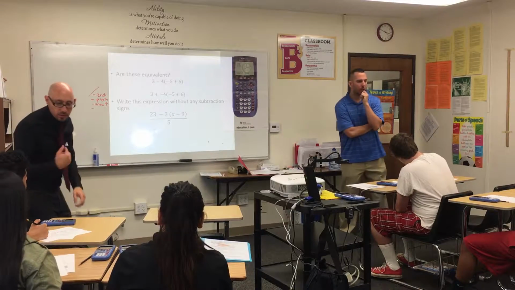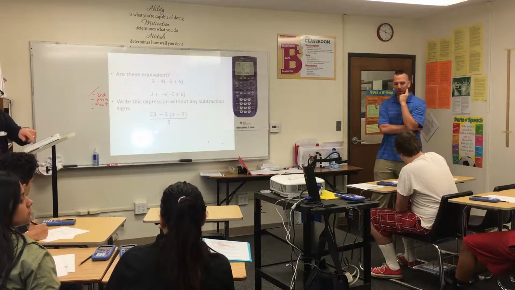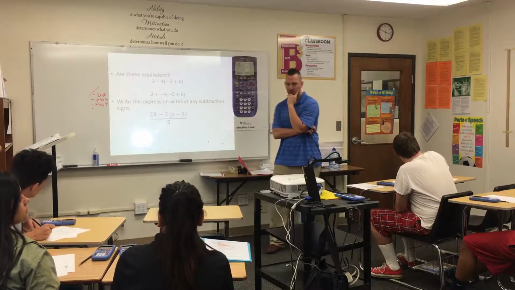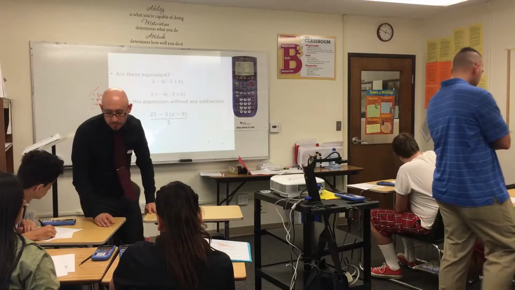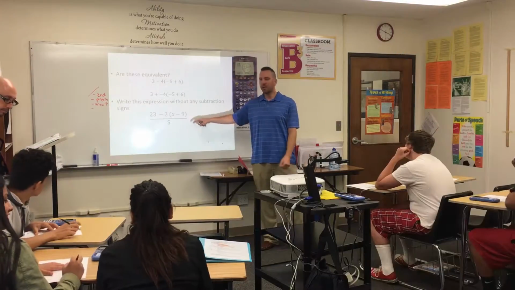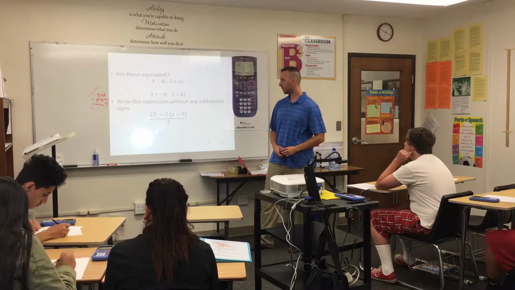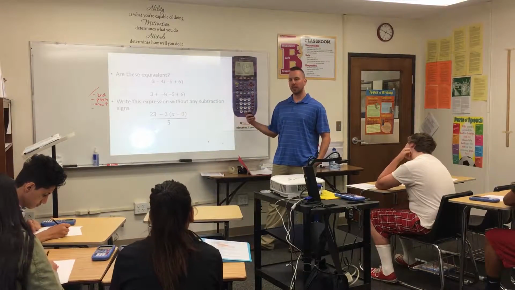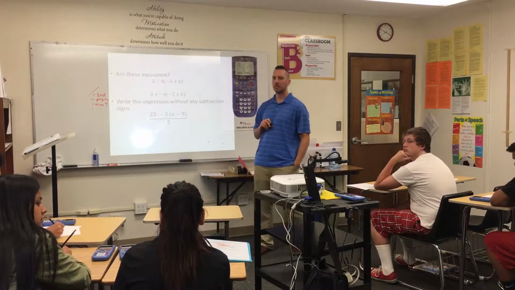If you look at the first example here, how would you write 23 minus parentheses x minus 9 divided by 5? How would you write that without a subtraction sign? Give it a shot. What did you guys do? This group over here, Juanita, your guys' group, what did you guys do? Whoa, my first one was wrong. Okay. Explain what the first process was. What was the first process?